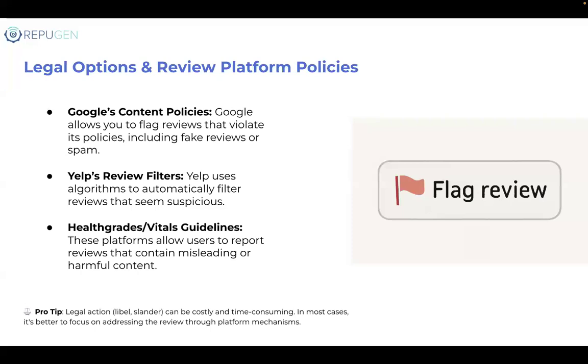And here's a little pro tip at the bottom. While legal action such as libel or slander can be an option, it's often costly and time consuming. Legal cases can drag on for months, and there's no guarantee of a quick or favorable outcome. Therefore, addressing reviews directly through a platform allows for quicker resolutions. Google, Yelp, and Healthgrades have their own policies, which make them a lot better equipped to handle disputes more effectively than possible legal channels you might consider.